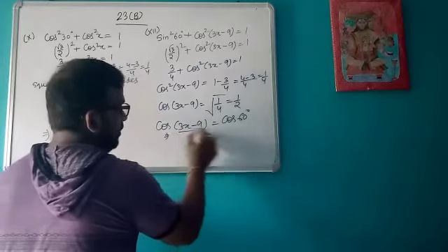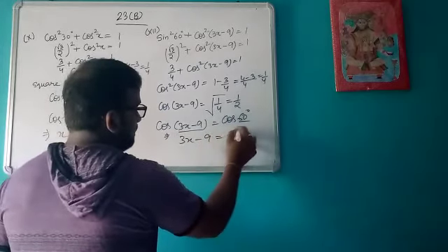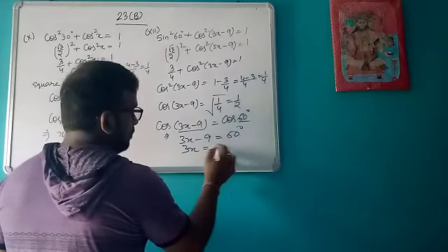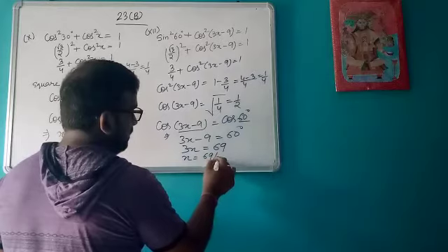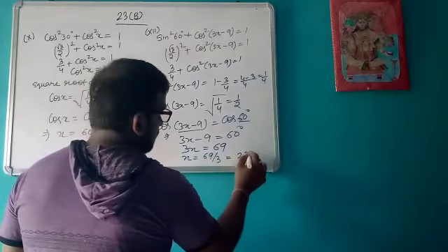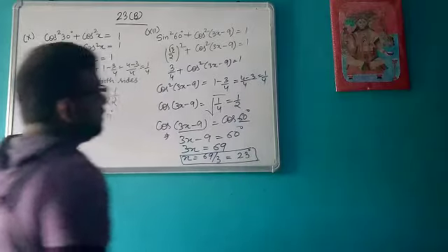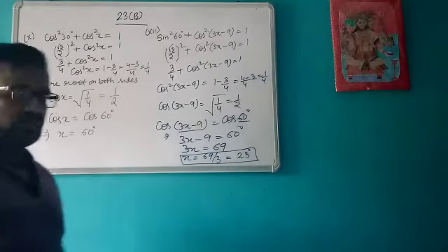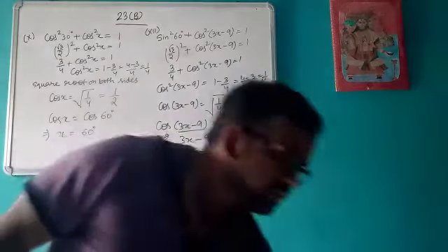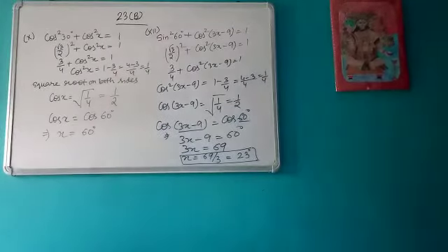So again we will compare these two angles. So what is x? 69 by 3, that is 23 degree. Okay, so in this manner you can solve questions like this. You just need to learn the values of standard trigonometric angles.